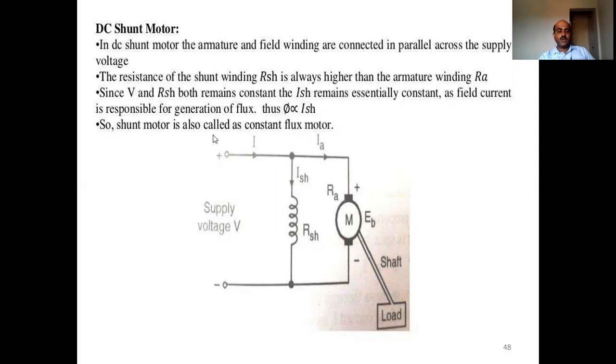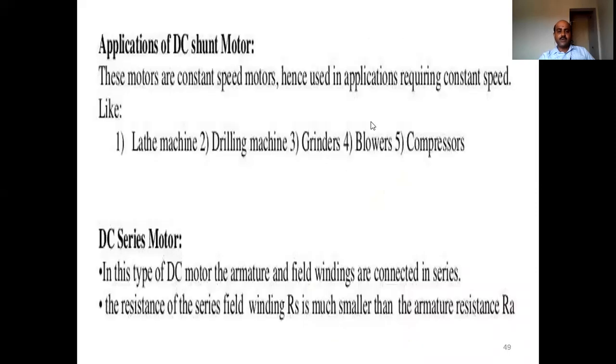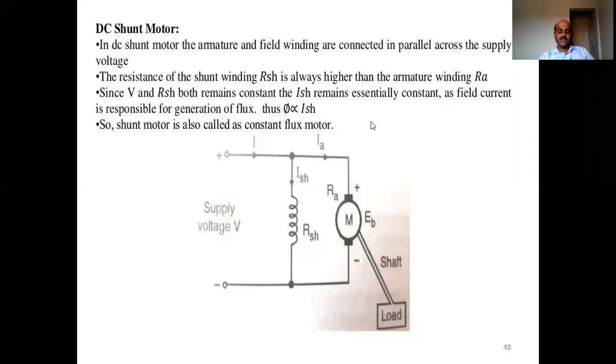Shunt motor is also called a constant flux motor. The magnetic flux that is being generated remains constant. Hence, the shunt motor is also called a constant flux motor. So please remember. Okay, so this is how a DC shunt motor works.